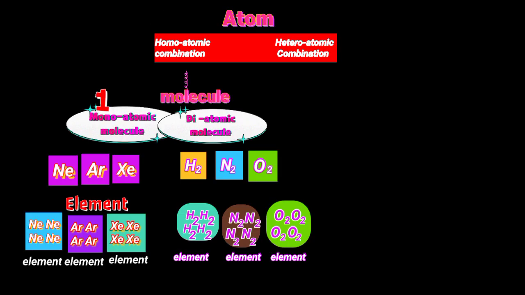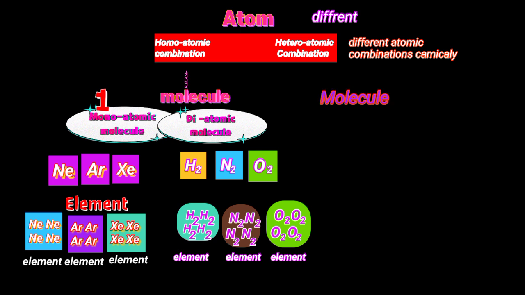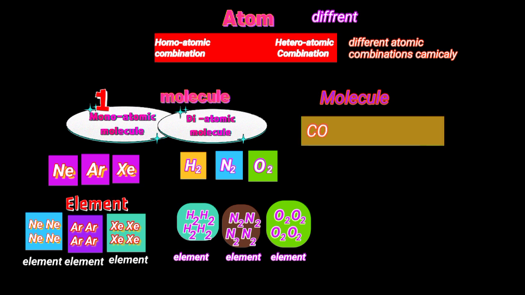Now coming to the heteroatomic combination of atoms. The word hetero means different. Heteroatomic combination means the chemical combination of different atoms, which also forms heteroatomic molecules. For example, CO2, H2O, CH4. These molecules are made up of different atoms, hence these molecules are called heteroatomic molecules.